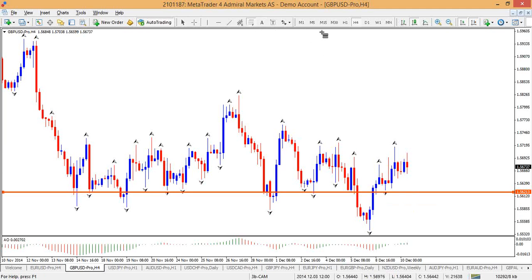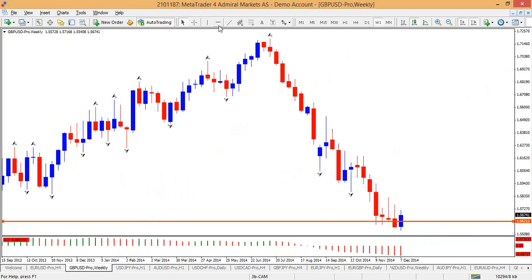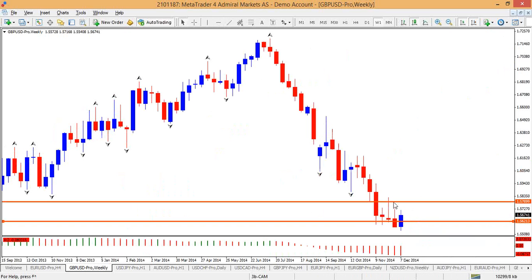If we look at the weekly candle again, a short there is still good as long as the stop loss is at least above last week's high. And some retracement here is now going on.